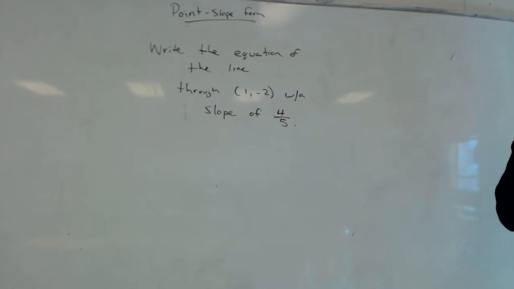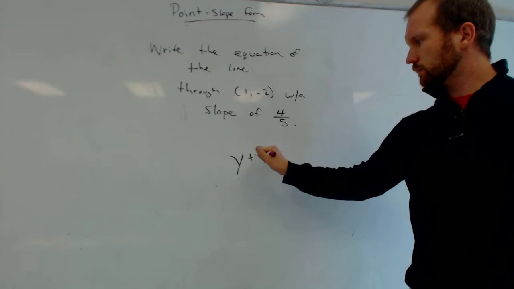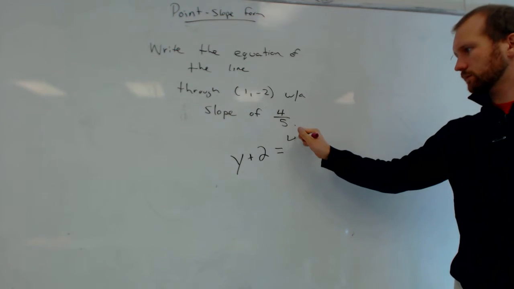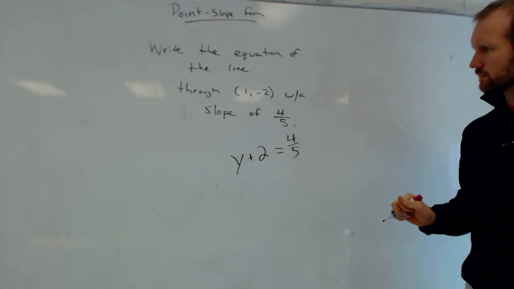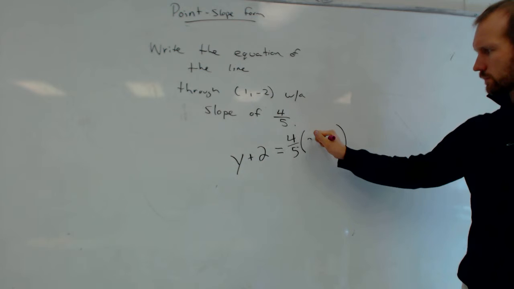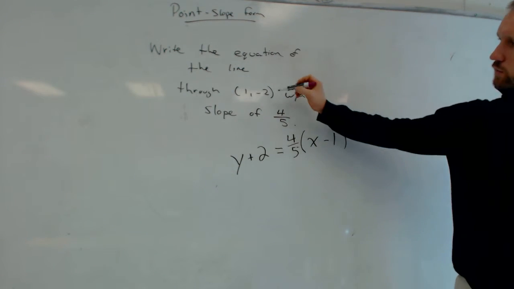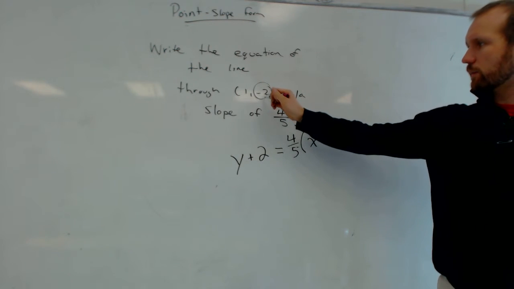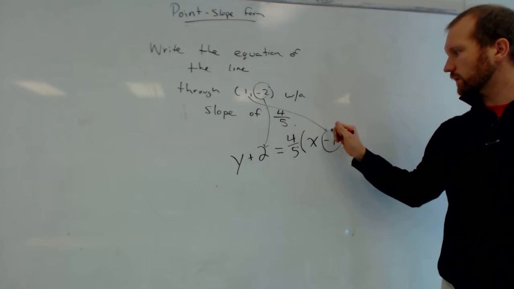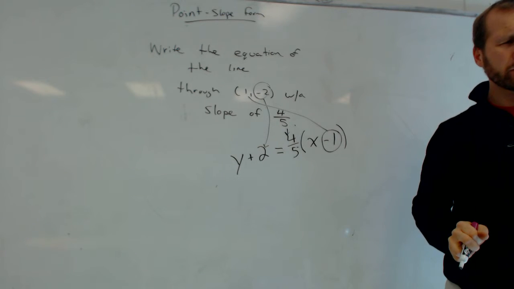What do we do? It would be y plus 2 equals 4/5 times x minus 1. So the 2 comes from this negative 2. The 1 comes from this positive 1, so they're reversed. And then the 4/5 is our slope.